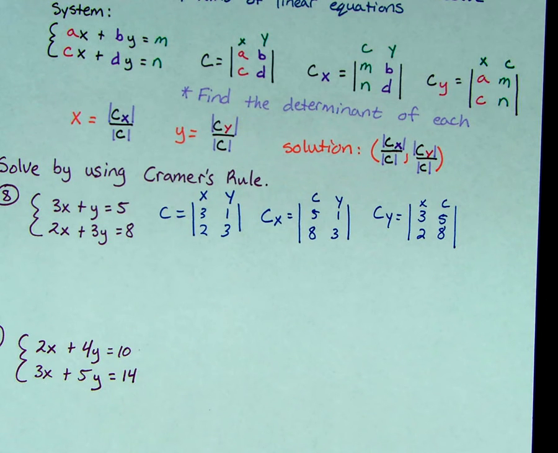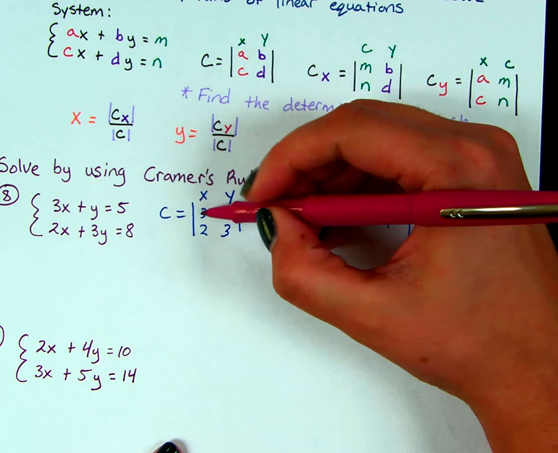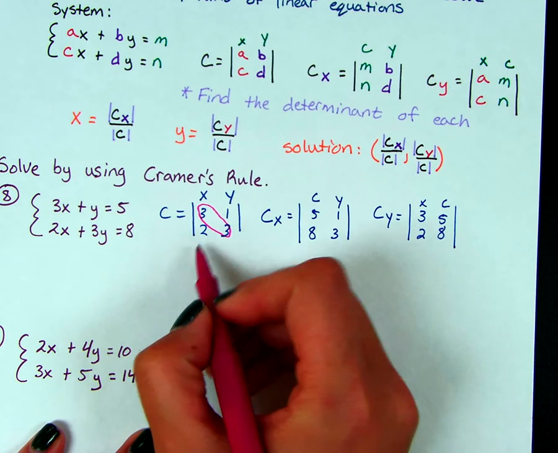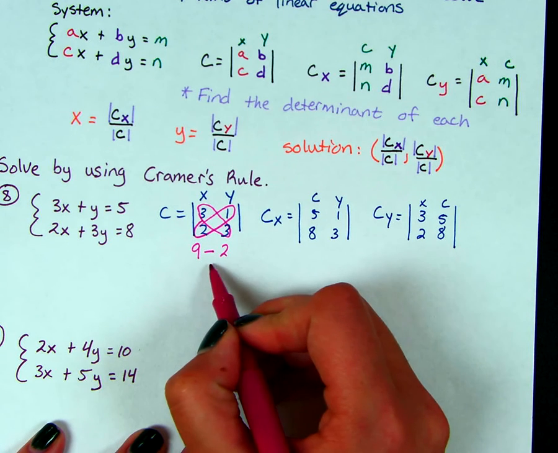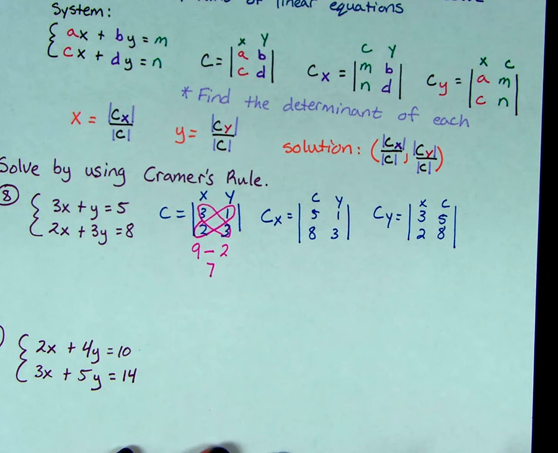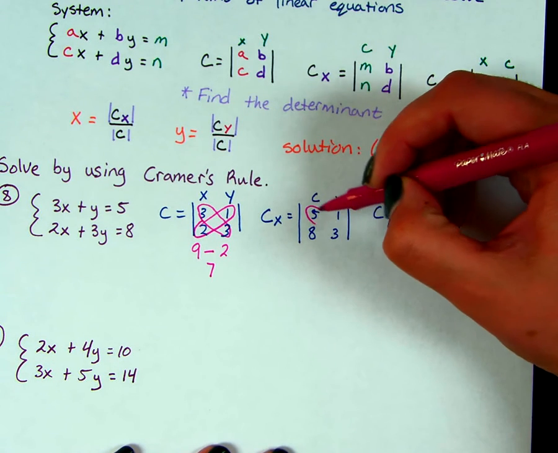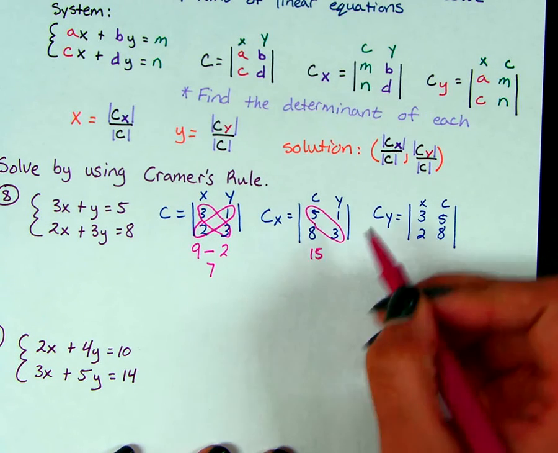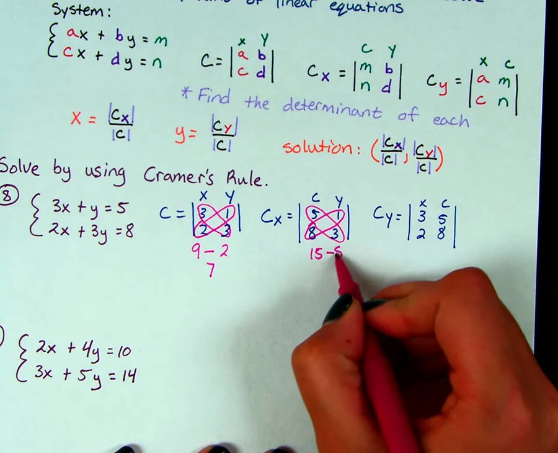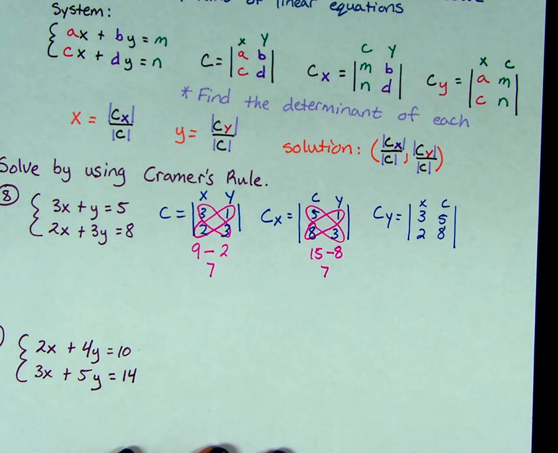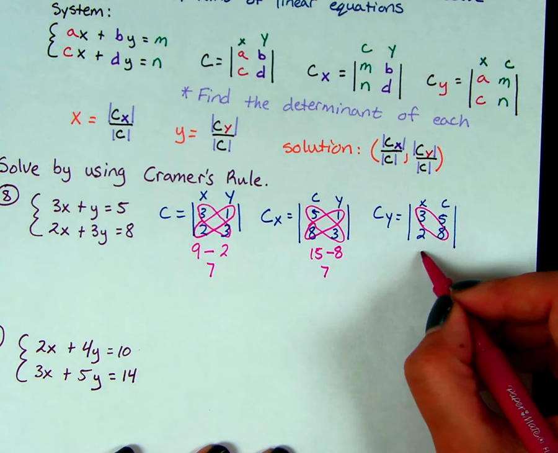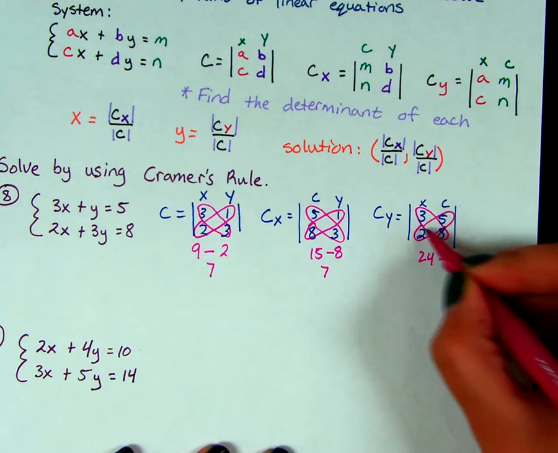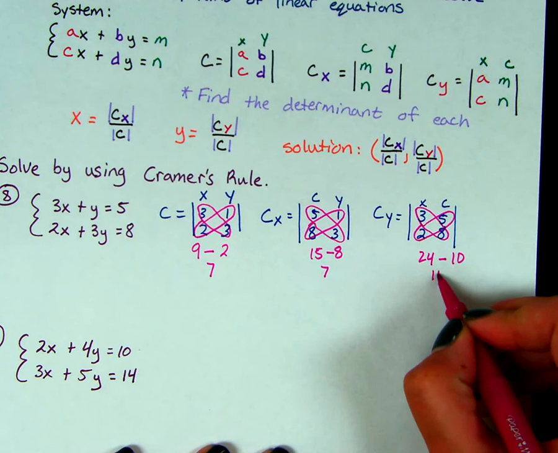So now we're just going to go through and find the determinant of each. So again, that means that we're going to start by taking our forward diagonal, so 3 times 3, 9, minus the backward diagonal. So 2 times 1 is 2, so that gives us 7 for our determinant. Okay. So same thing, 5 times 3 is 15, and then 8 times 1 is 8. So if we subtract those, we end up with 7. And our next one, so 3 times 8 is 24. And then 2 times 5 is 10, and we are subtracting to get 14.